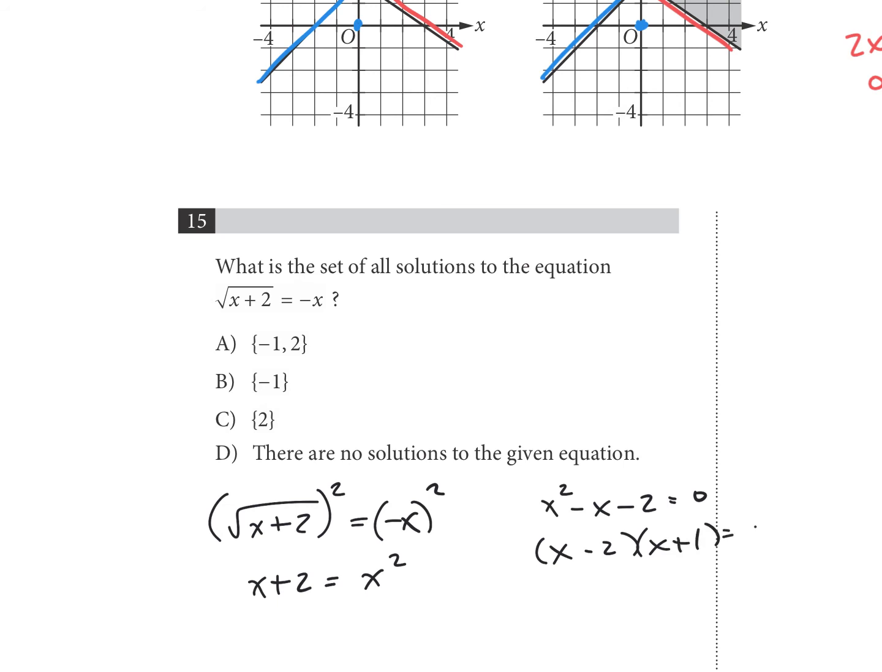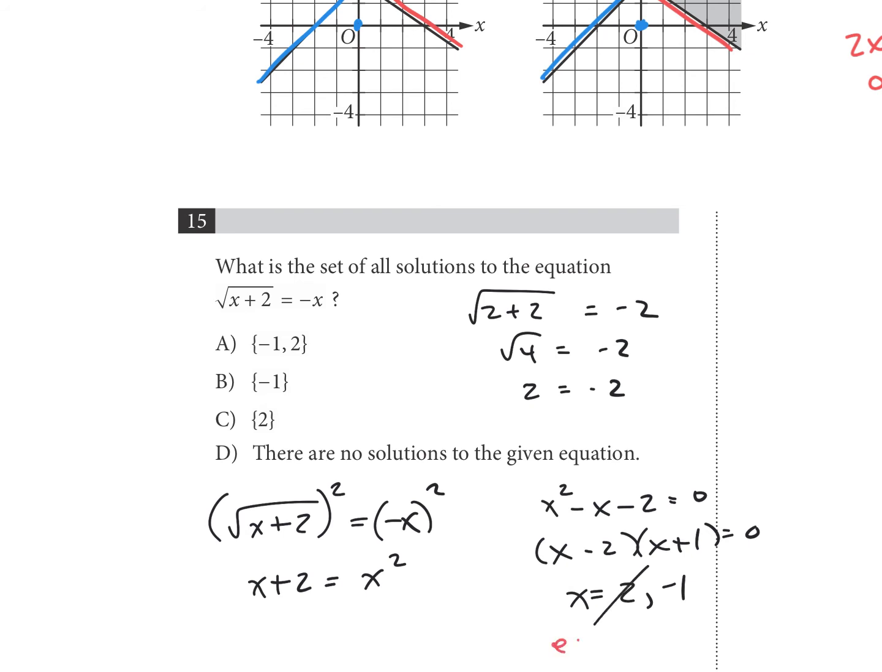And then I can solve this equation. I get x equals 2 or negative 1. So I got to check it. Are both of those solutions? Is 2 a solution? So does 2 plus 2 equal negative 2? So square root of 4 equal negative 2? No. So 2 is actually an extraneous solution.